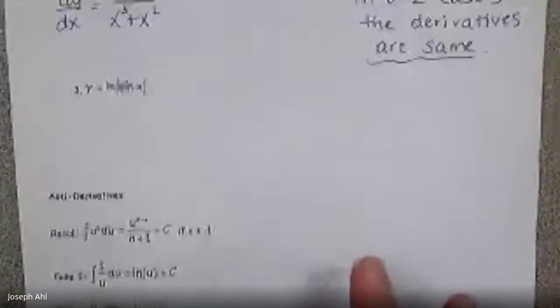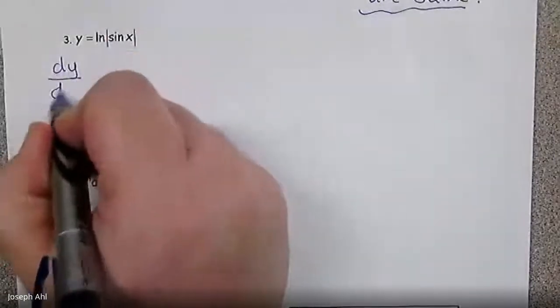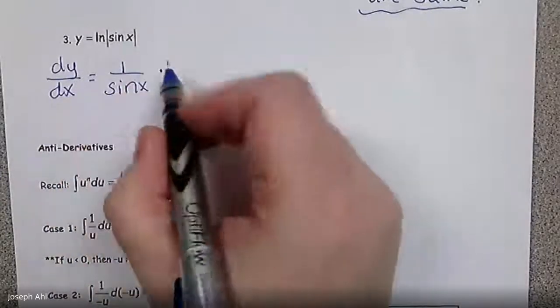But to be honest, I don't think we'll need to do that too much in our examples. Let's just move on to number 3 quickly here. The derivative would be 1 over sine x times the derivative of sine x, which is cosine x.